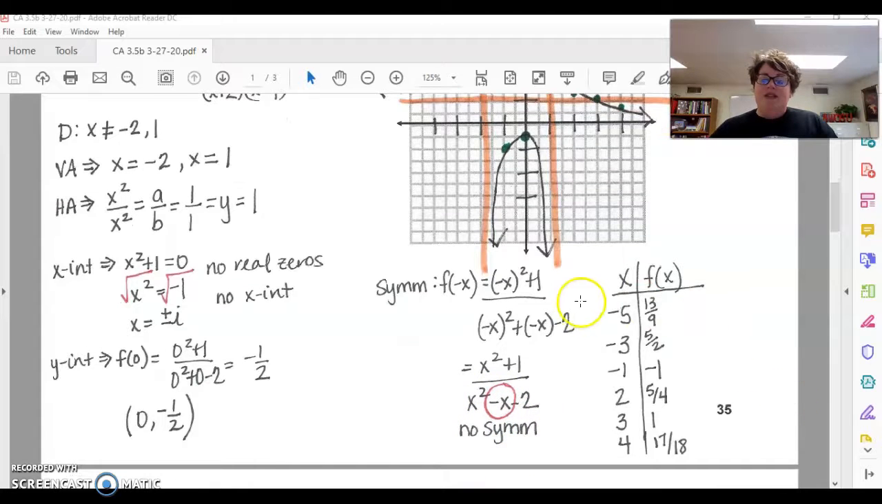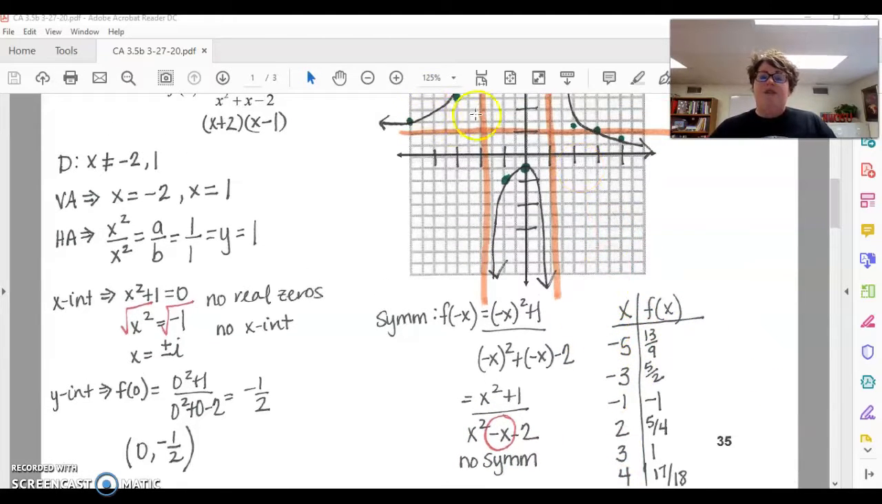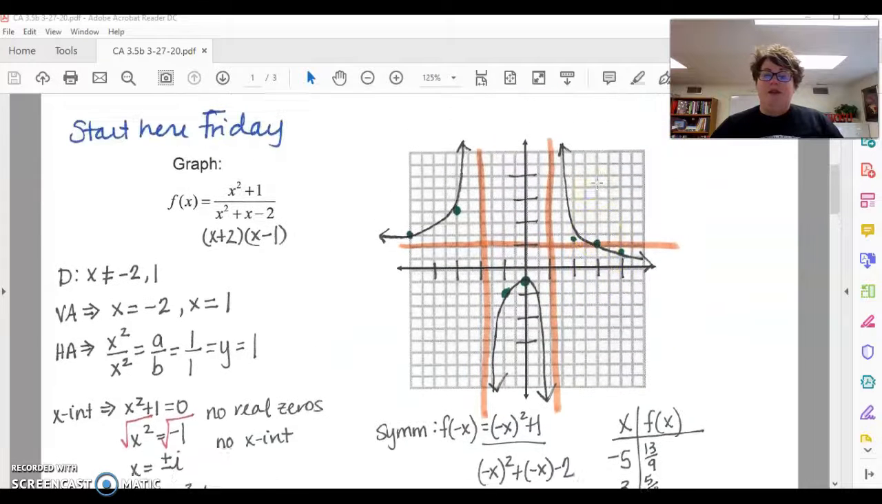And then I just chose some x points. How I chose them: because of our vertical asymptotes, it's set up into 3 separate sections of the graph. So that's how I chose. I chose negative 5, negative 3, because I wanted to see what was happening on the left. Between the 2 vertical asymptotes, I chose the negative 1. And then to the right of the vertical asymptote, I chose 2, 3, and 4. So you can kind of see how that works.